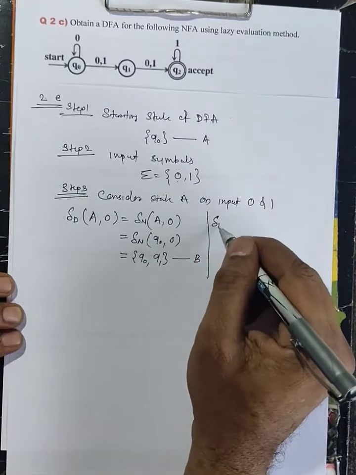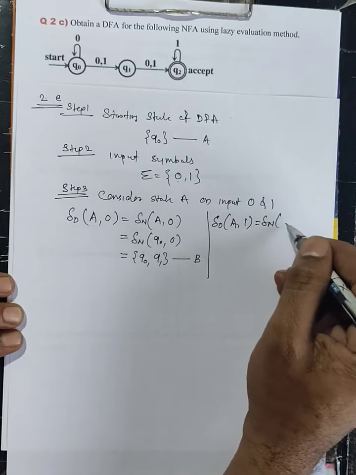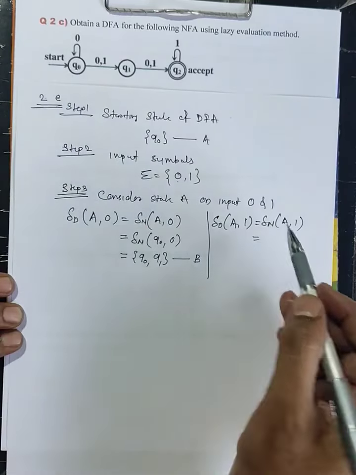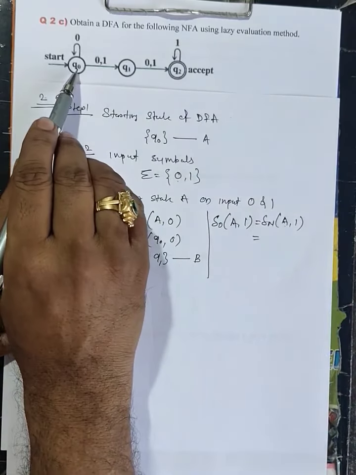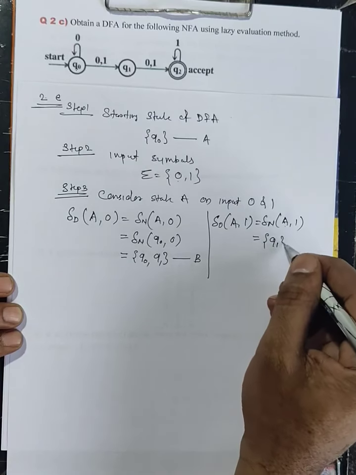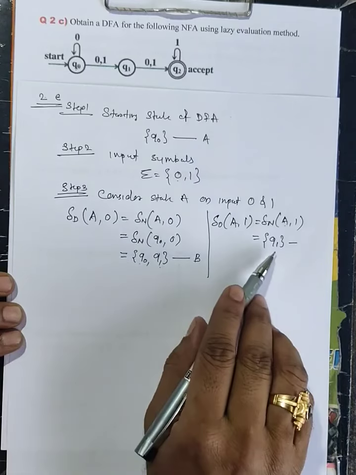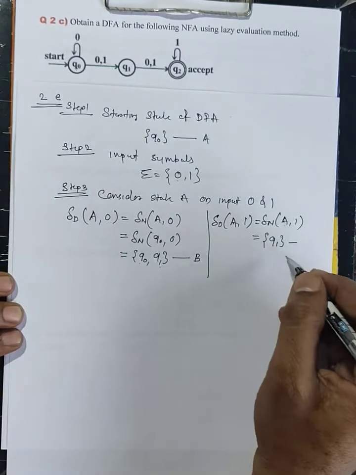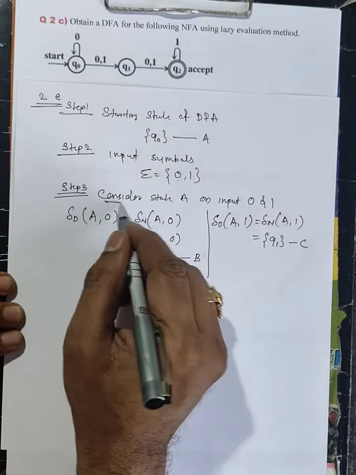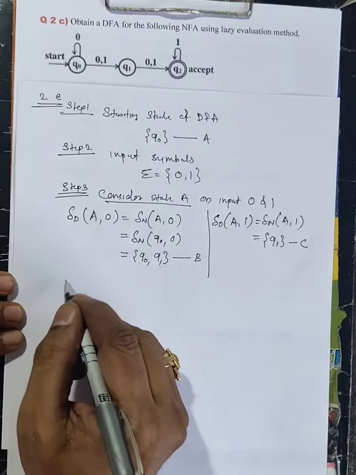Similarly, A on input symbol 1. A means Q0. Q0 on 1, only one state is there, that is Q1. This is a new state, Q1. Means assign this as a new state. This is A, B, and this is C. A is done, and we got new states B and C. Similarly, we check B and C.